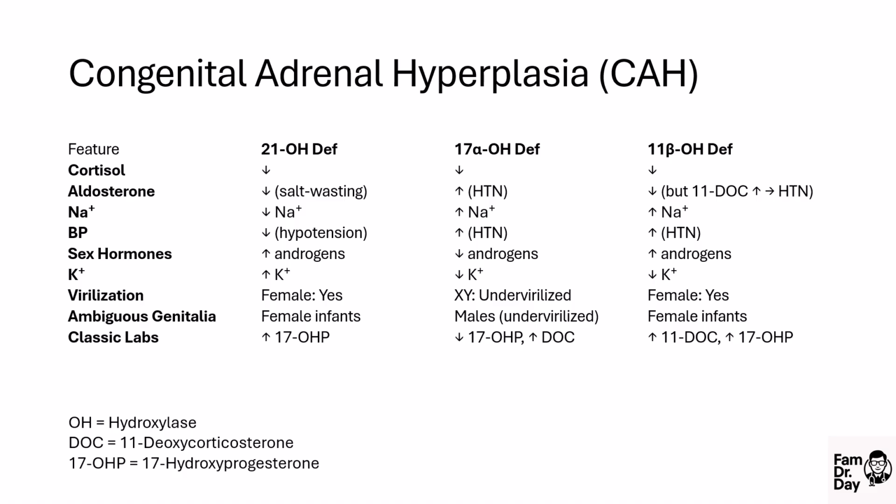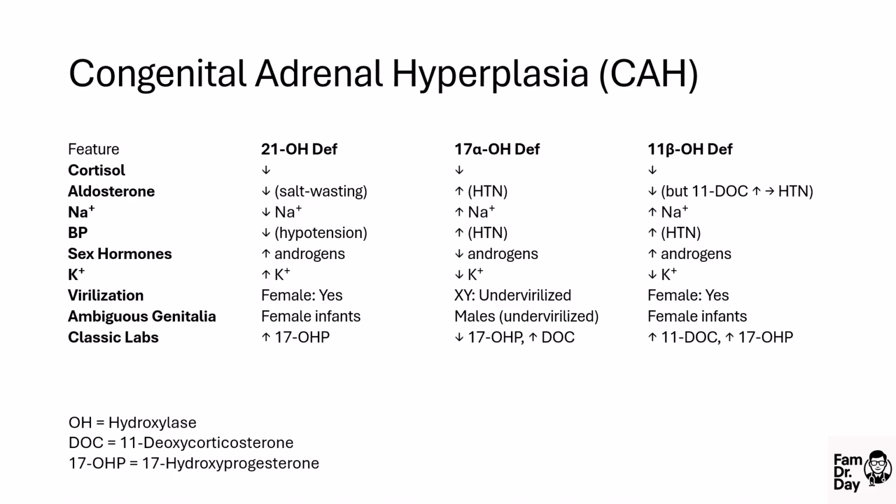A trick to remember these is to make all the ones point up and all the non-ones point down. What that does is the first number, make that your aldosterone, sodium, and blood pressure, and make the second number your sex hormones and your potassium.